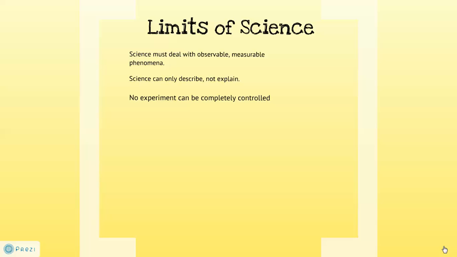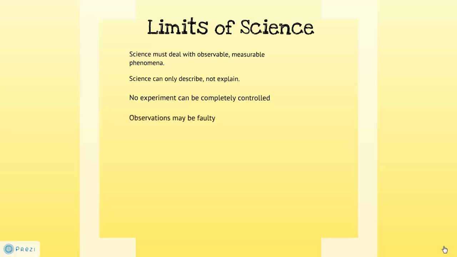No experiment can be completely controlled. There's always going to be gravity if we're doing an experiment on Earth. If we're doing an experiment on the moon, there's going to be gravity. The sun will be exerting gravity somewhere. Even if we go into a vacuum, there are other factors affecting what we're seeing, and so we can't completely control an experiment, but we can try.